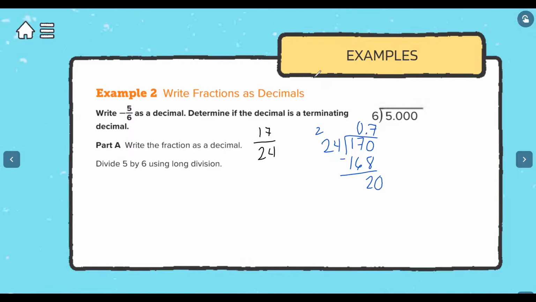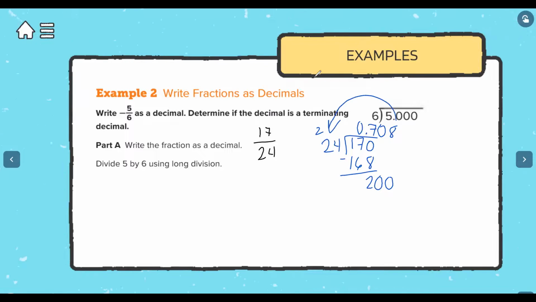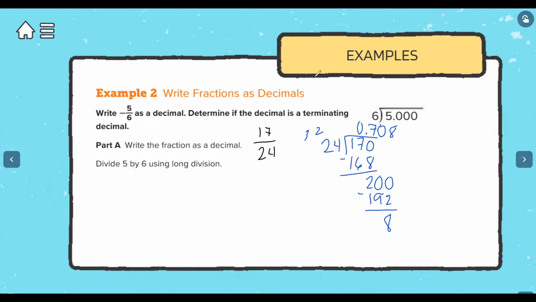We add a 0. The 24 cannot go into the 20. So whenever we add a 0 and our number doesn't fit, we need to add a 0 on top and then add another 0 on the bottom. So how many times can the 24 go into the 200? It can go 8 times, right? 8 times 24, we do the math. 8 times 4 is 32, we have 3. 8 times 2 is 16, and the 3 that we have makes 19. We subtract. 200 minus 192 is 8.